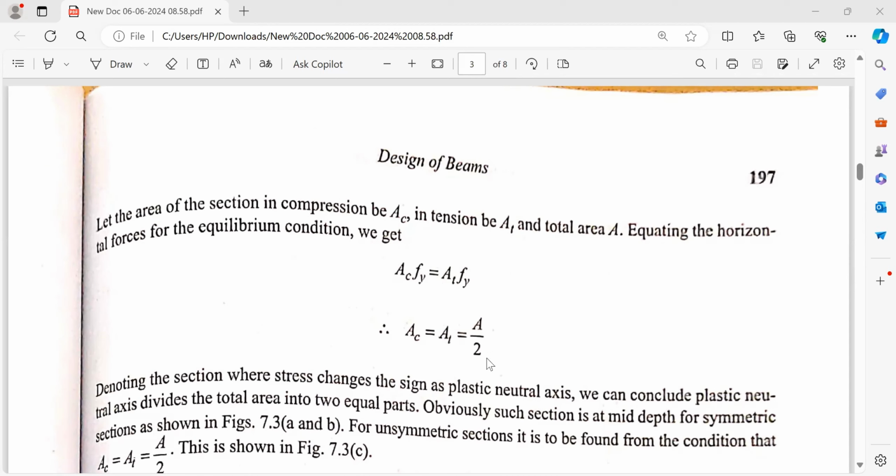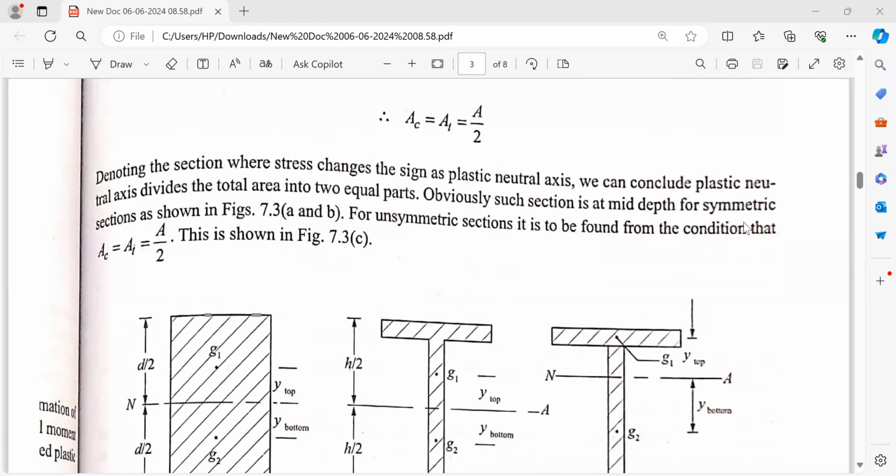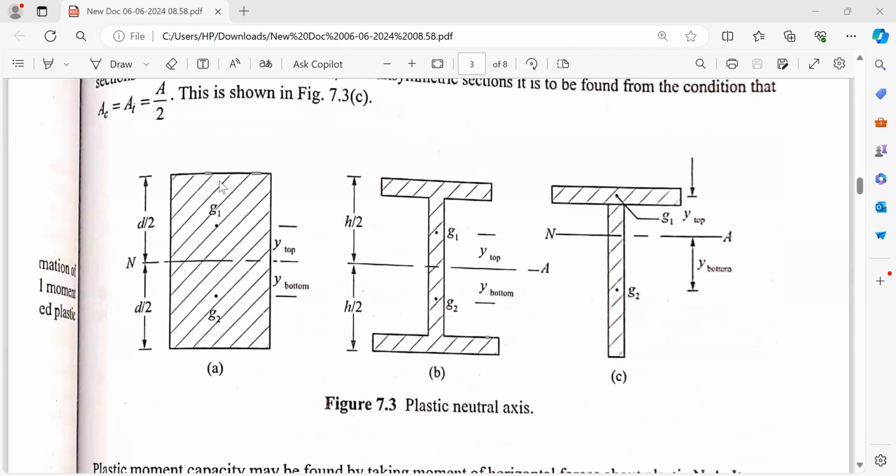So that is the case here. When the section has fully plasticized, then area of compression equals area of tension. If the total area is A, then area of compression is A by 2 and area of tension is A by 2, so the total area is A. The same thing is represented here. This is the case of a rectangular section. Here the force of compression acts at G1, the center of gravity, and at G2 the force of tension acts. This is for a rectangular section.